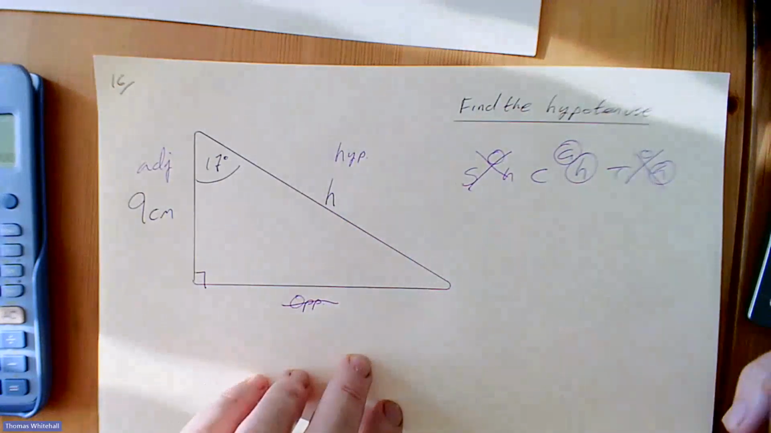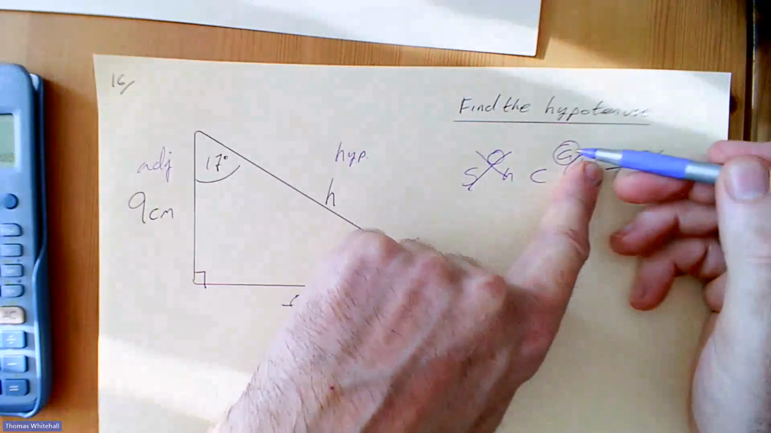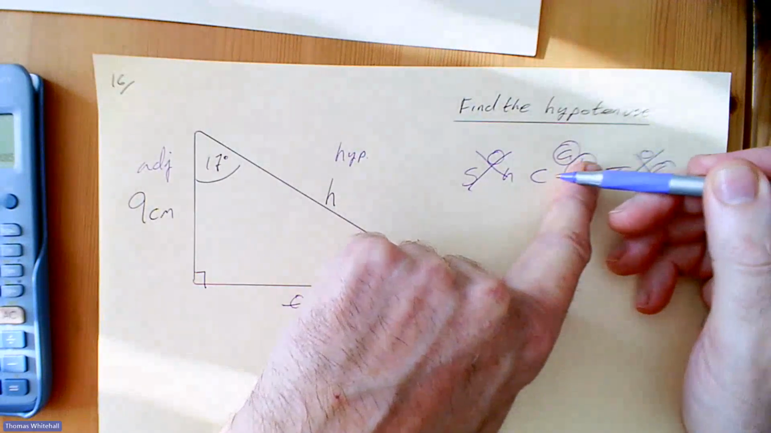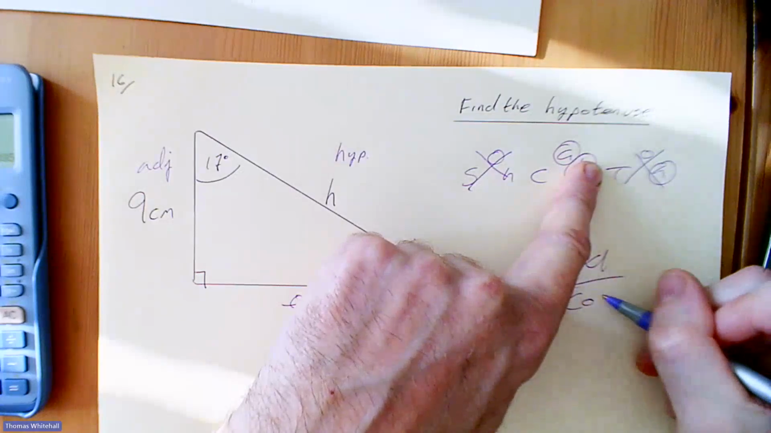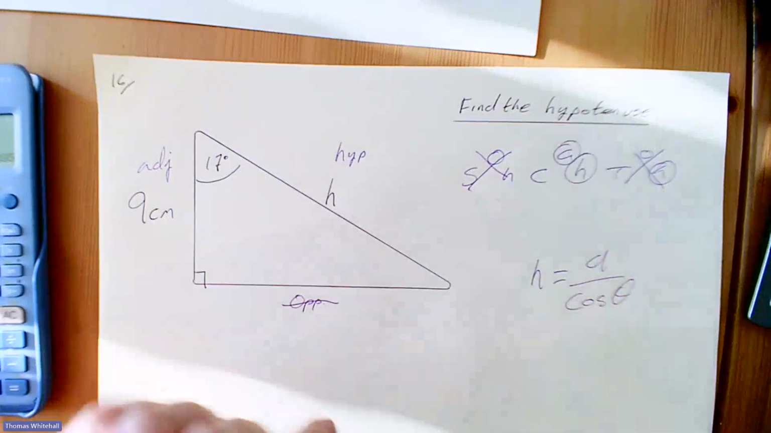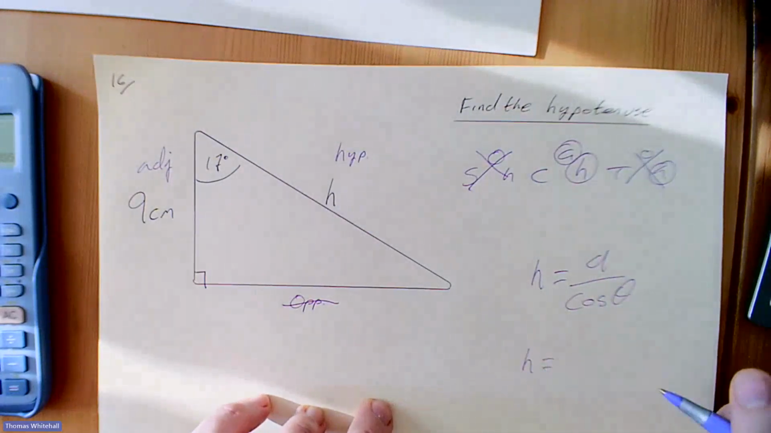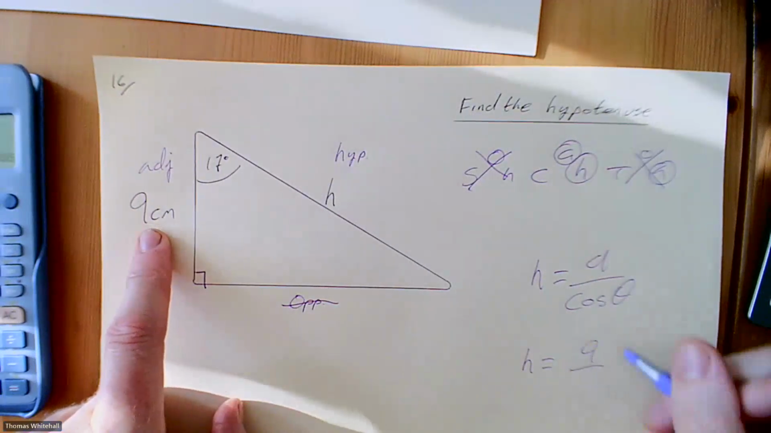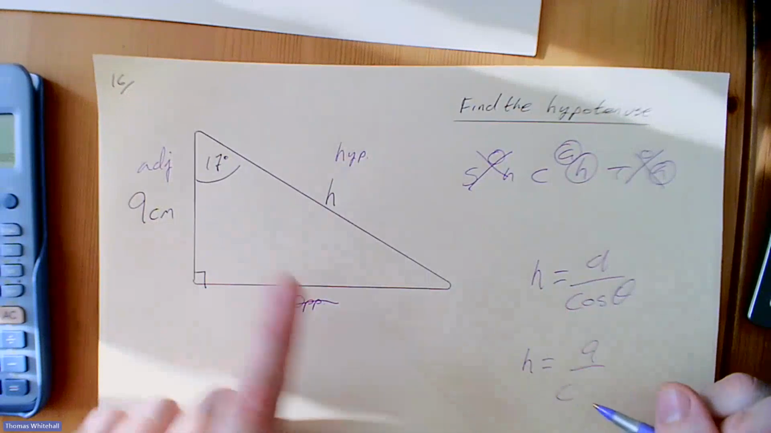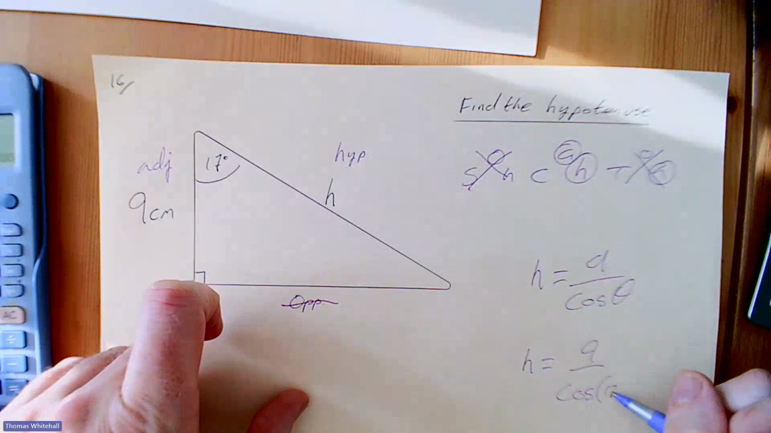Step 3, we do the cover up. So we cover up the h, and our h is now equal to the adjacent over the cosine of our angle. Step 4, substitution. Let's put in what we know. The adjacent is 9, and our angle this time is 17. So we've now got cos 17.